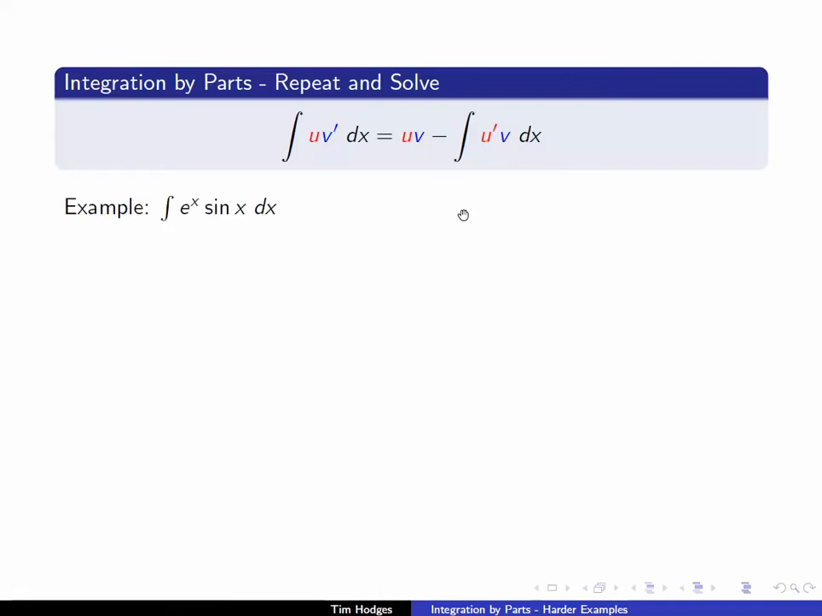So what we're going to look at is we're going to try to find the integral of e to the x sine x. So let's go ahead and apply integration by parts as we normally would. Let's take u equal to e to the x and v prime equals sine x. So u prime is e to the x and v is minus cosine x. And let's put all that into the integration by parts formula.